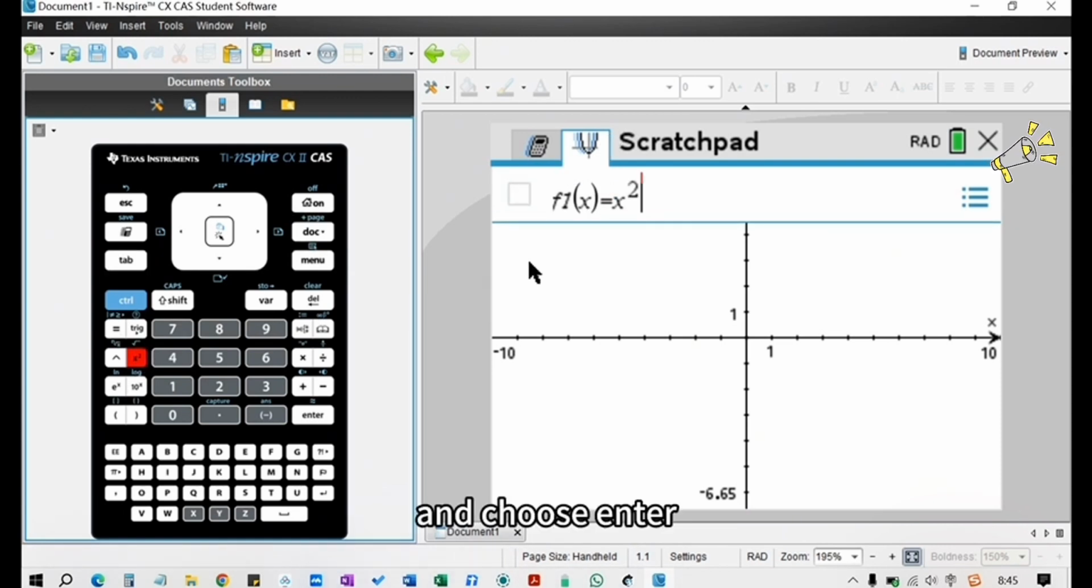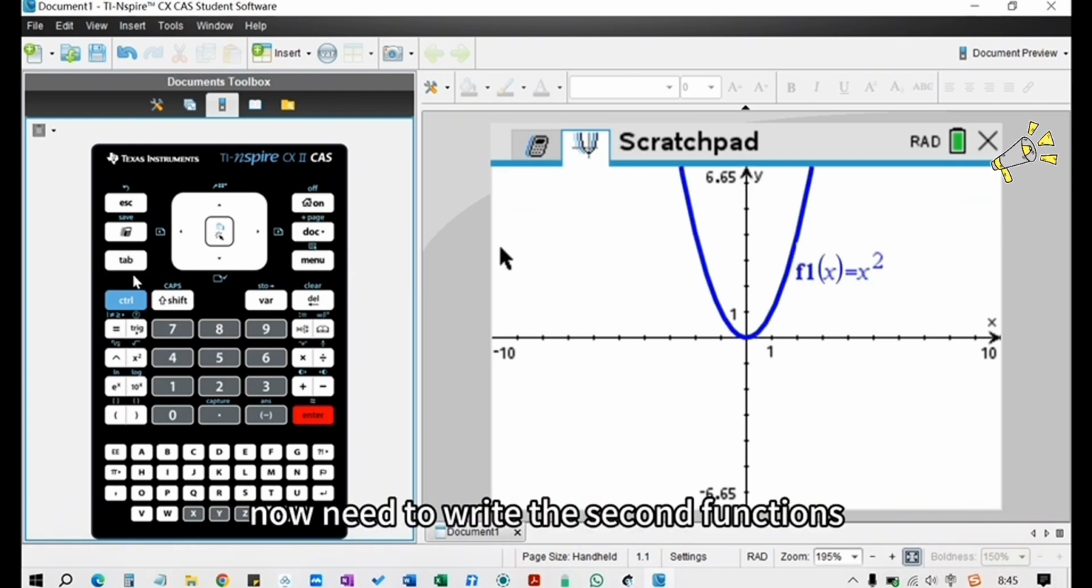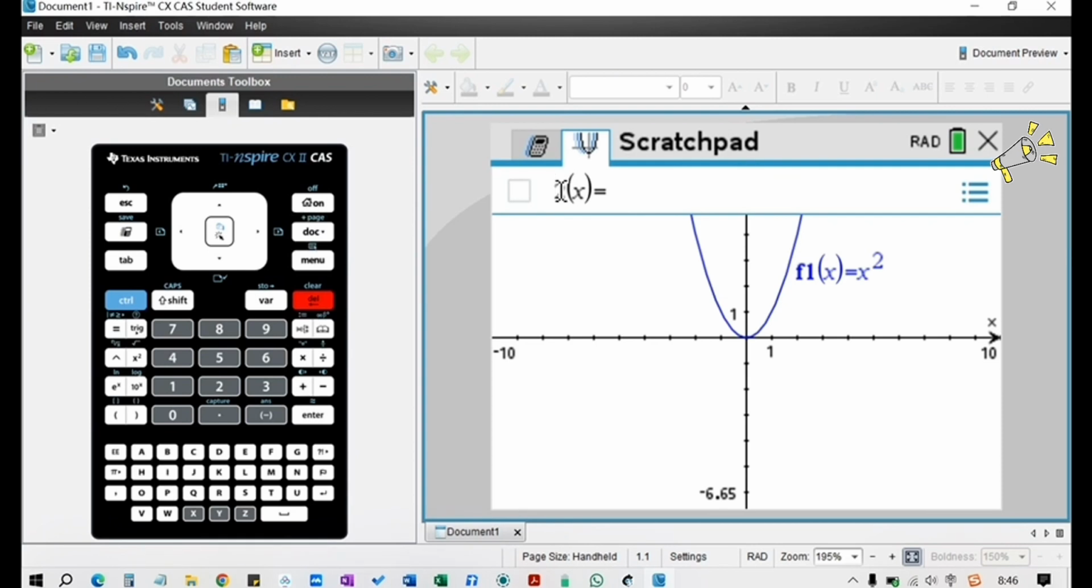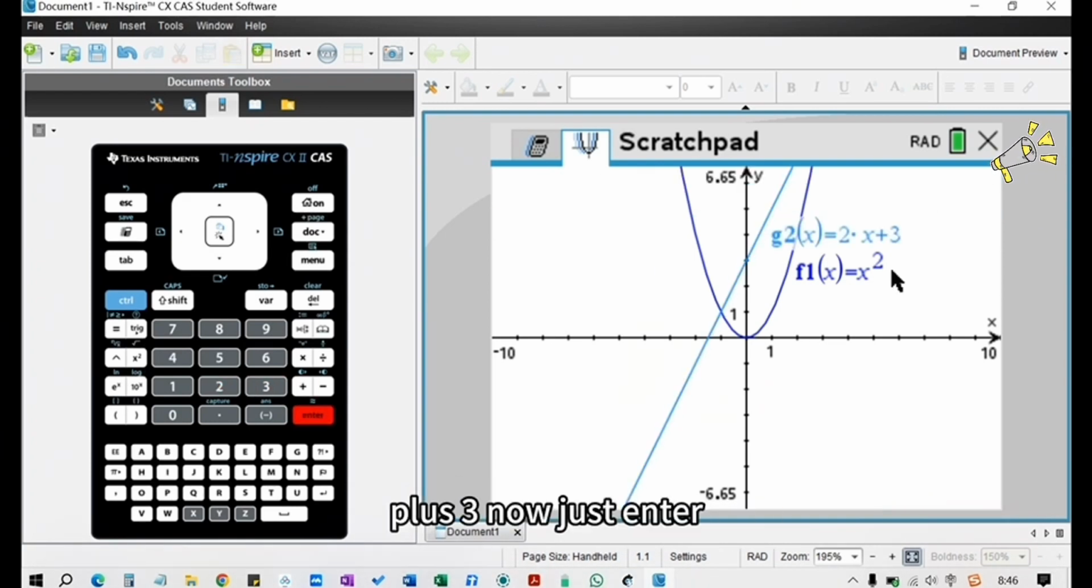squared, and choose enter. Now we need to write the second function. Two x plus 3. Now we choose enter. Then we can see the graph.